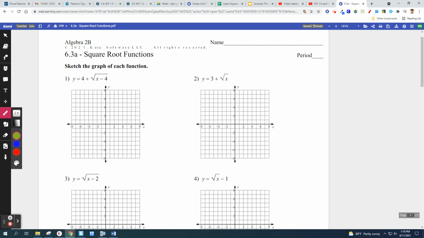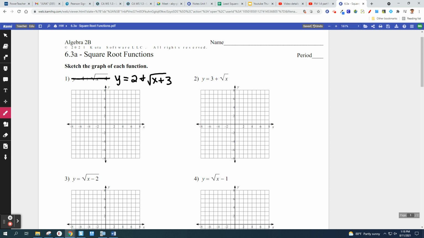6.3 square root functions. My worksheet is a little bit different than your worksheet, so I'm going to change the numbers here. This equation on your page, I believe, says y equals 2 plus square root of x plus 3. So I apologize about that. But we're going to graph these square root functions.